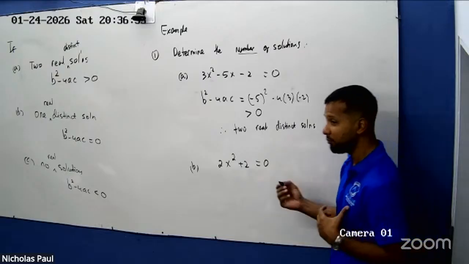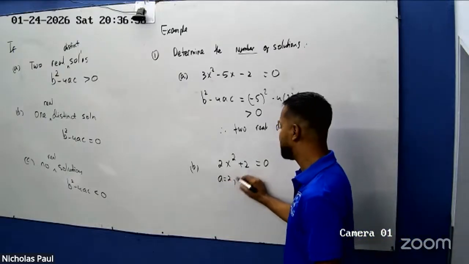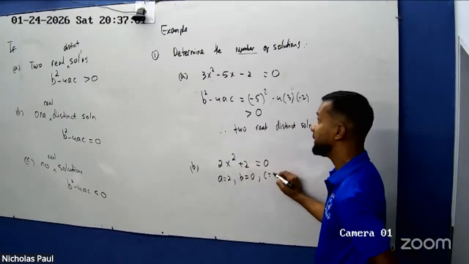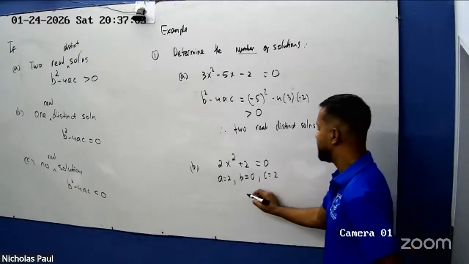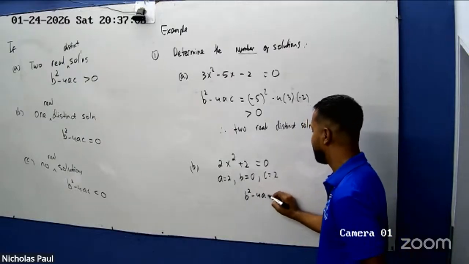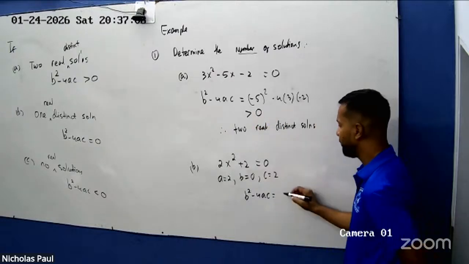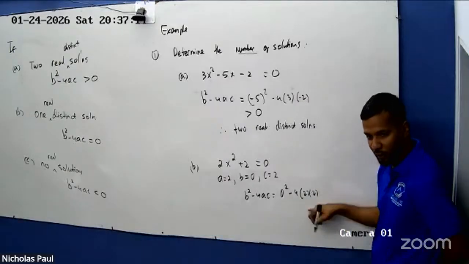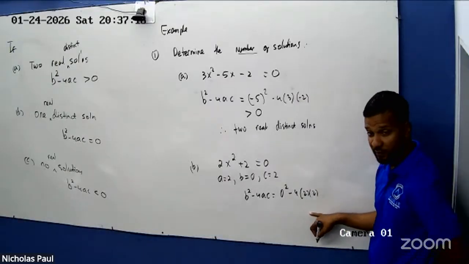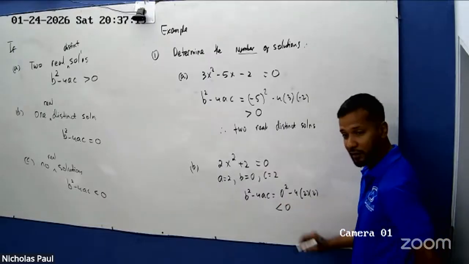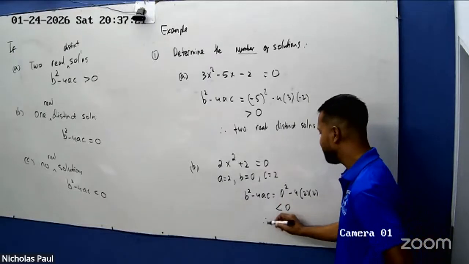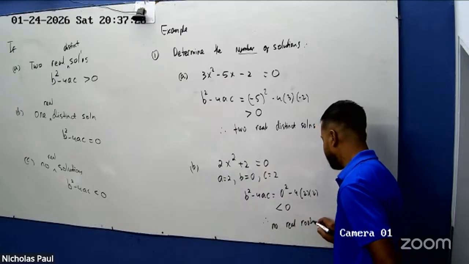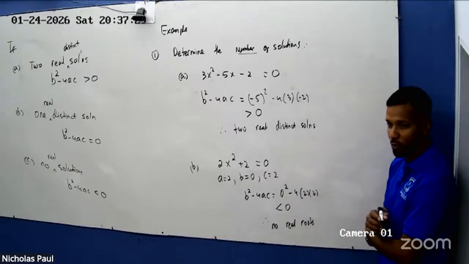Less than 0? Yes. Is there a b in here? There's no b, and the c is 2. So b squared minus 4ac, you don't need the value. 0 squared minus 4 times 2 times 2. You don't have to write minus 16. All you have to do is say it is less than 0. Therefore, no real roots.